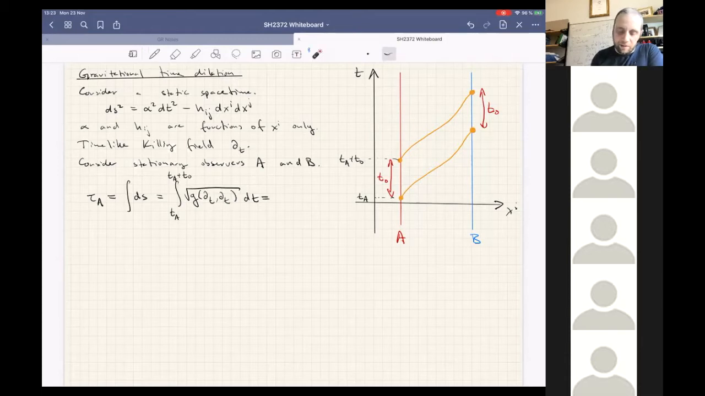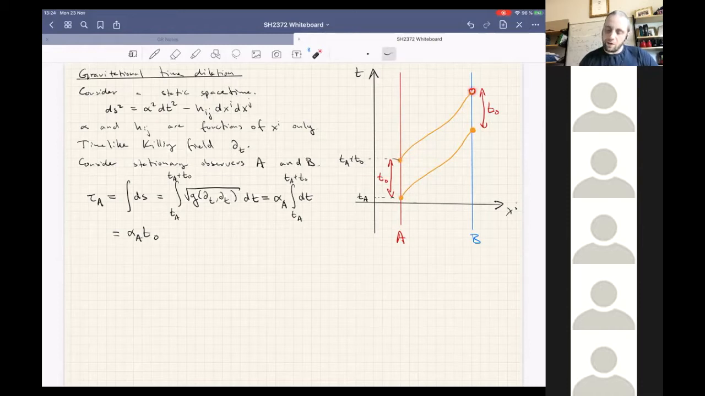And assuming now that alpha here is a positive function, it's also constant since it doesn't depend on t. It's a constant along this world line. So I can just take that out, and we get alpha evaluated at the point A, multiplied by the integral of dt from TA to TA plus T0, which is of course just alpha_A multiplied by T0. So this is the proper time elapsed for observer A between those two points.